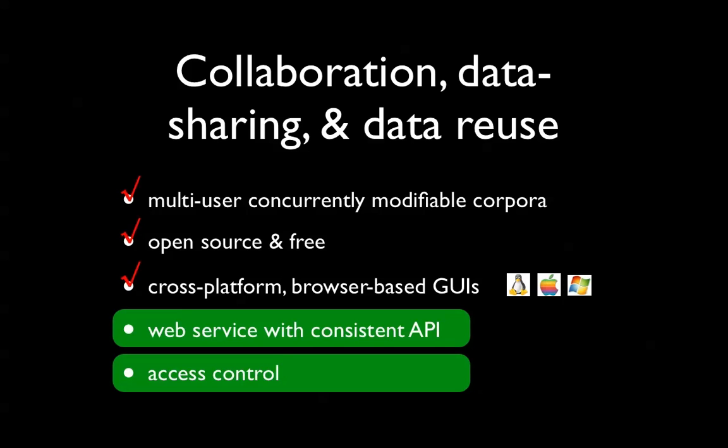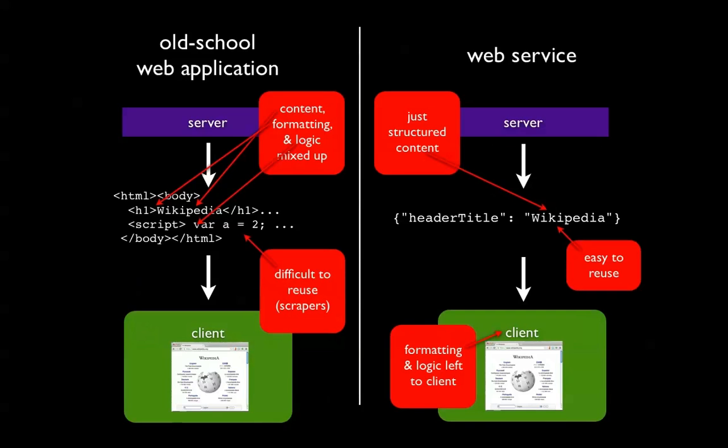LingSync is also a web service with a consistent API. This means that its data and functionality are highly reusable, for example, by other applications such as a language learning tool or an online dictionary tool, or for export, etc. Also, it has features which allow users to control who has access to which data. I will expand on these last 2 points.